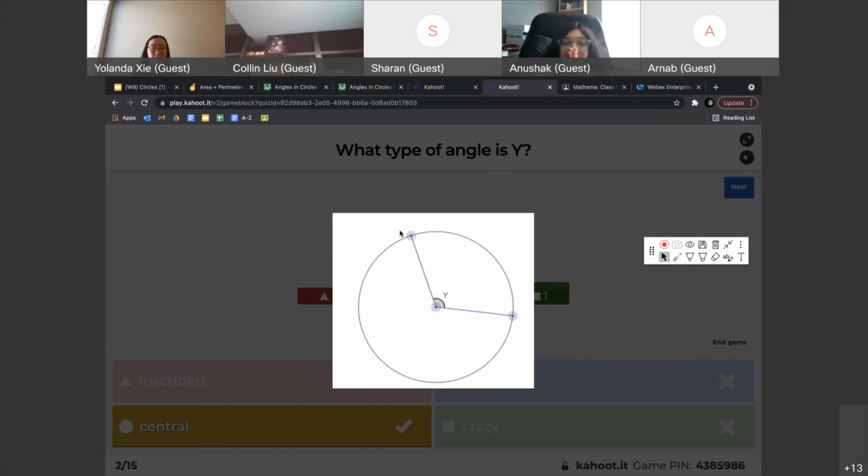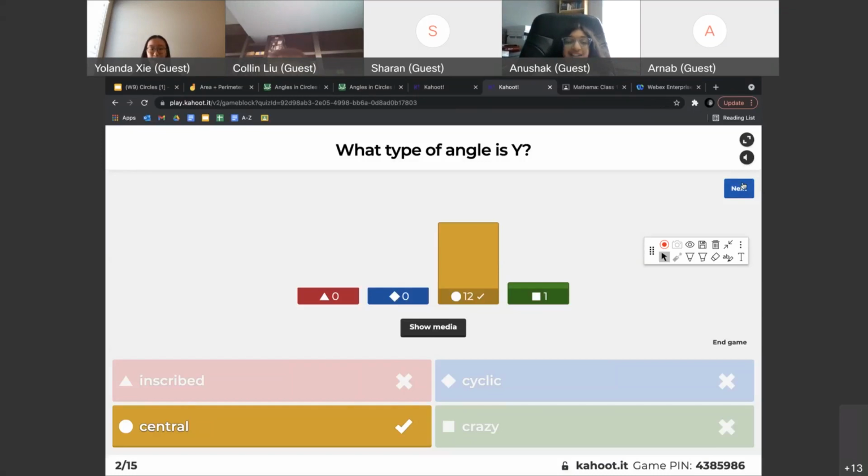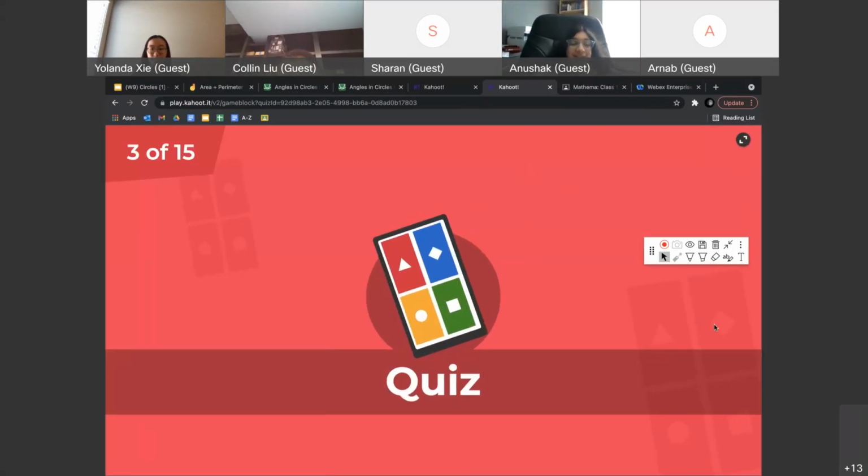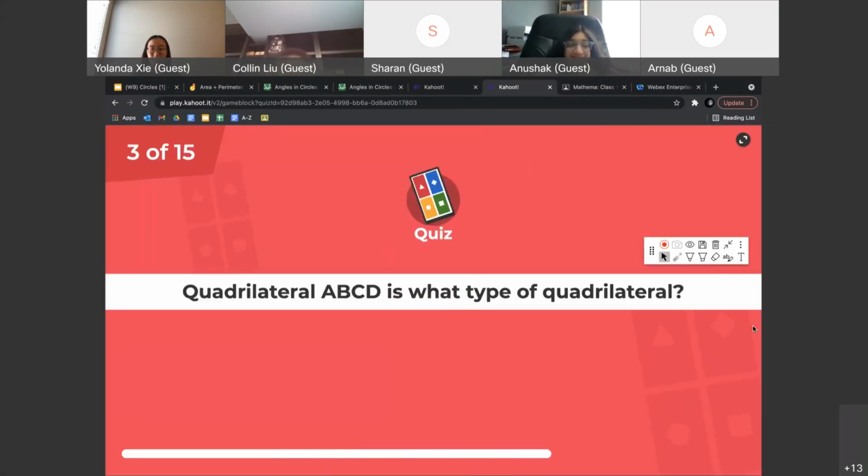Angle Y is a central angle because Y is the center of the circle. Central angle. Ishani was smiling as soon as Colin said, "Who picked crazy?" Oh no.